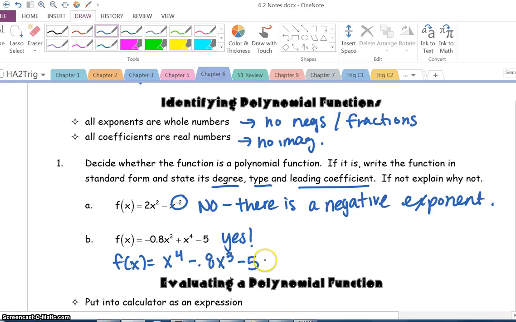So it would look like this. The degree is the highest exponent, which is 4. The type is the name that goes with that exponent, which is quartic. And the leading coefficient is the number in front once we are in standard form, which is a 1.